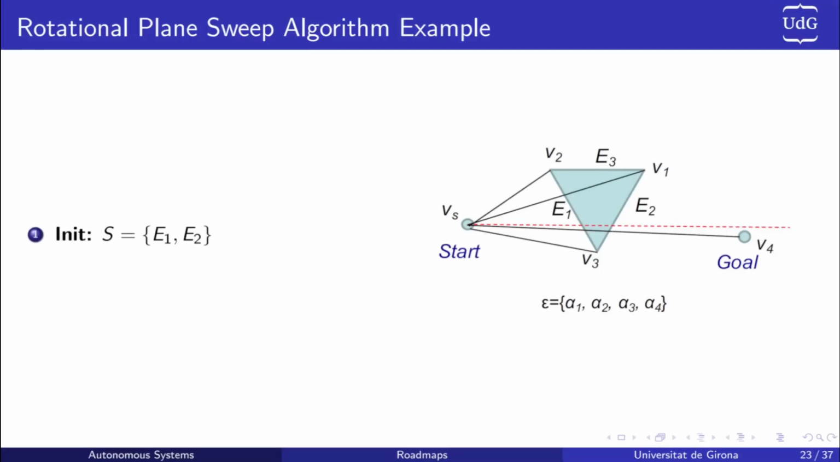We have a very, very simple environment in which we have only this obstacle here, a triangle with 3 vertices, vertices 1, 2, and 3. Of course, the triangle has 3 edges, edges 1, 2, and 3. And then we have also a starting position or node and a goal node.